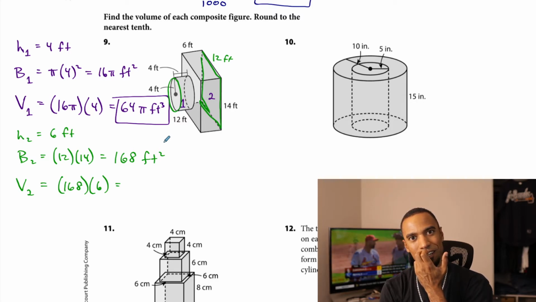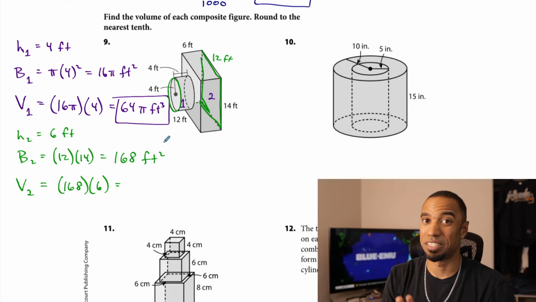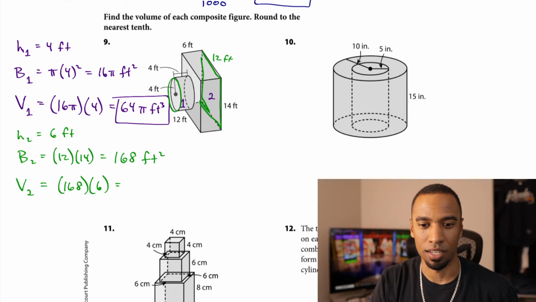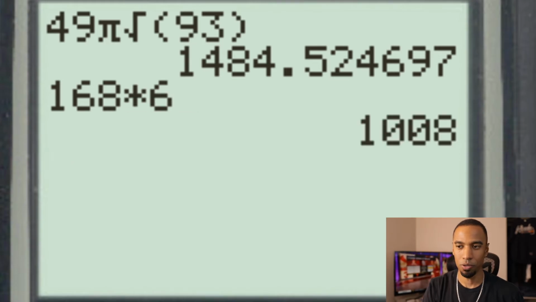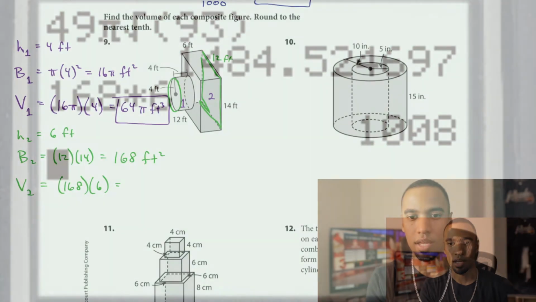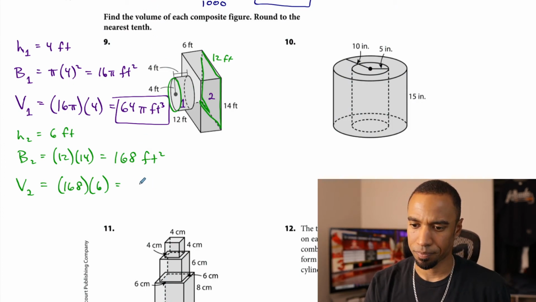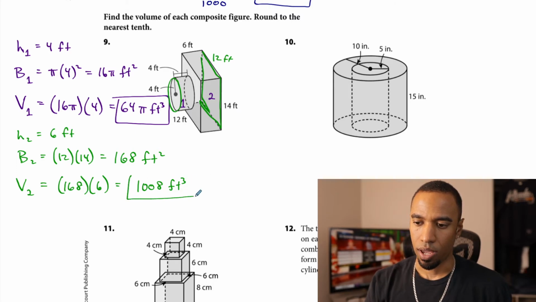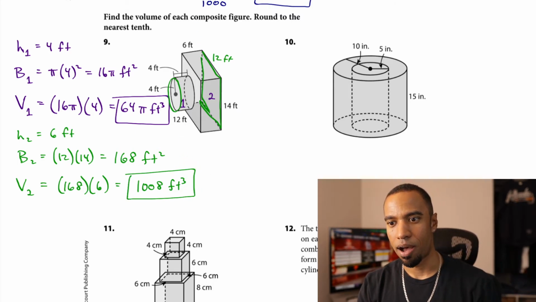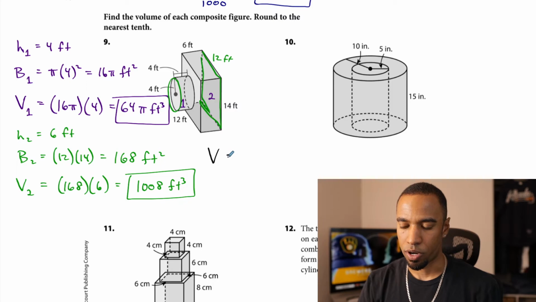Sorry, I'm going to try this one in my head. 1008. Or I'm going to calculate that. Oh, not divided by, times 6. Woohoo! All right. 1008. So that's 1008 cubic feet.